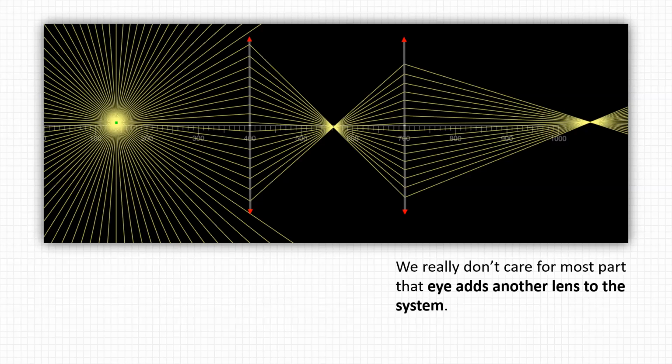So you can simply ignore the effect of the eye. But, and this is a big but, it depends on something else. When you get the lens very close to the eye, you have to take into account that your eye is also another lens.